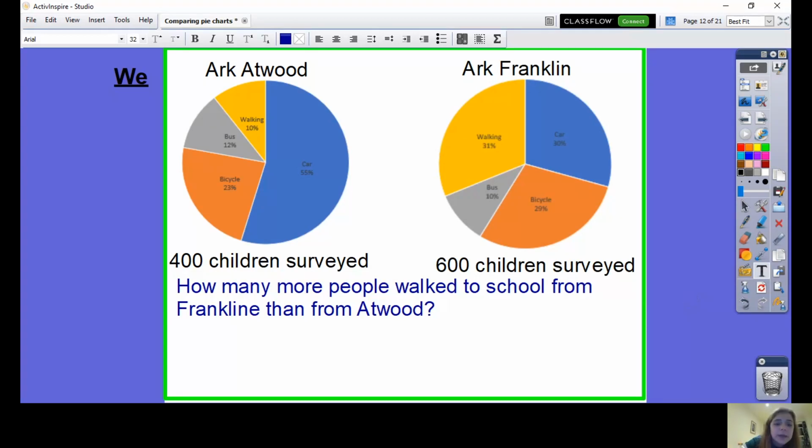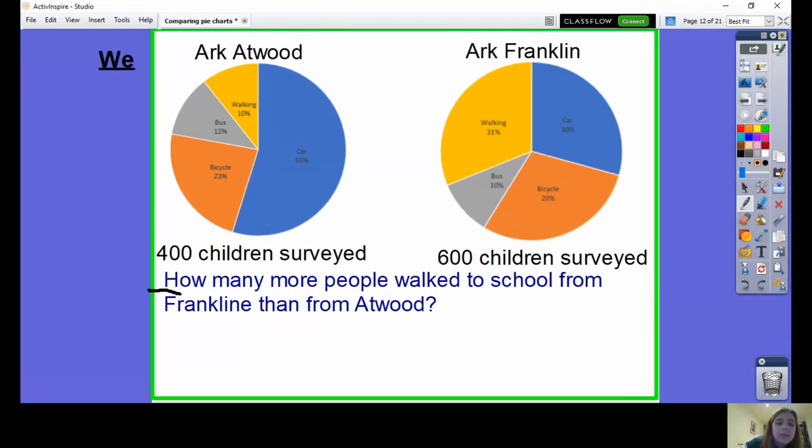So how many more people? Again, we know that's going to be a subtraction. How many more people? First, work out how many people walked from Franklin, then find out how many people walked from Atwood, and then do your subtraction. Pause the video and have a go now.